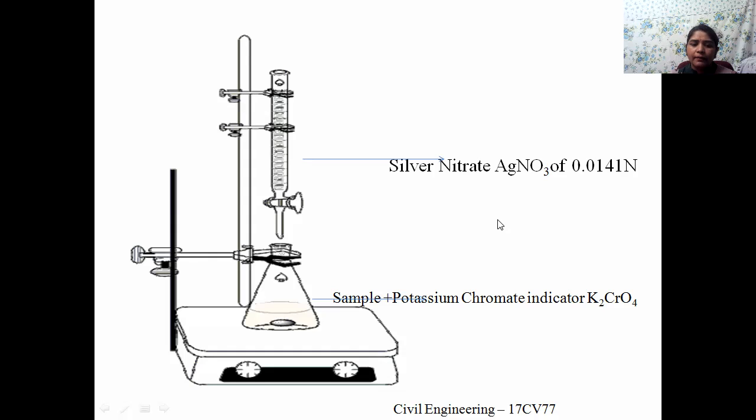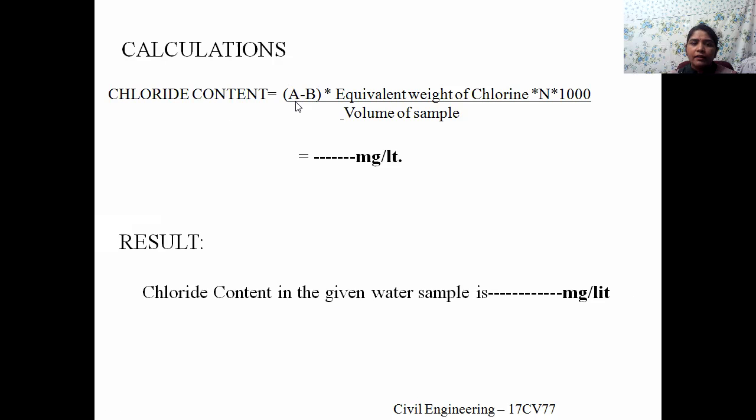Note down as A ml. Next, you take distilled water, add potassium chromate indicator, and titrate till you get yellow to brick red. In the same way, you note down the volume of titrant added as B ml. So the calculation will be A, the volume of titrant added for the given water sample, minus B, the volume of titrant added for distilled water, into equivalent weight of chlorine, into normality, into 1000, divided by volume of sample. This gives us the chloride content in mg per liter.